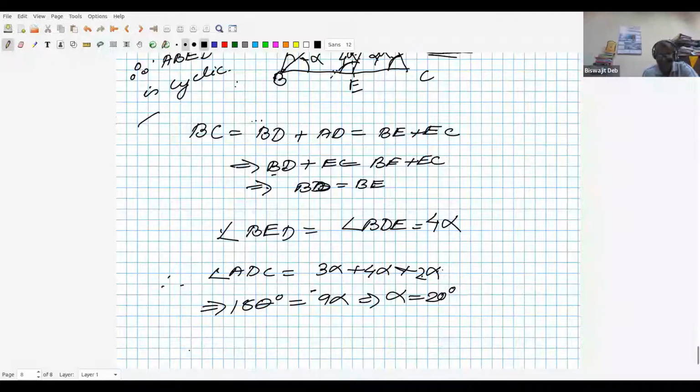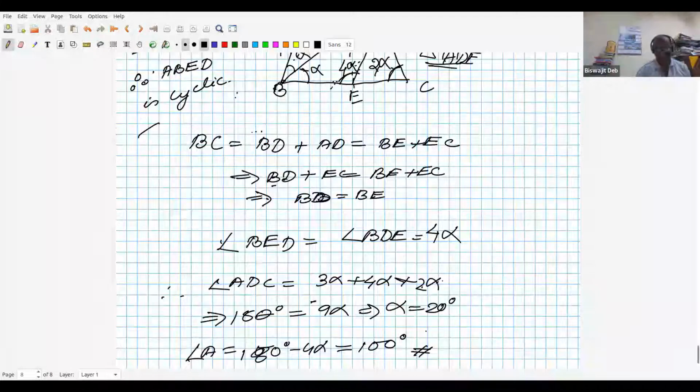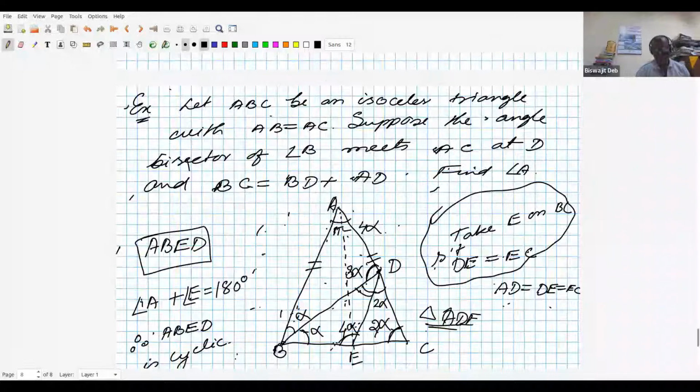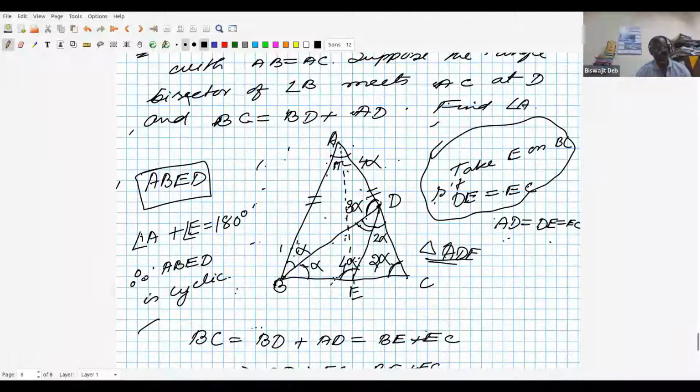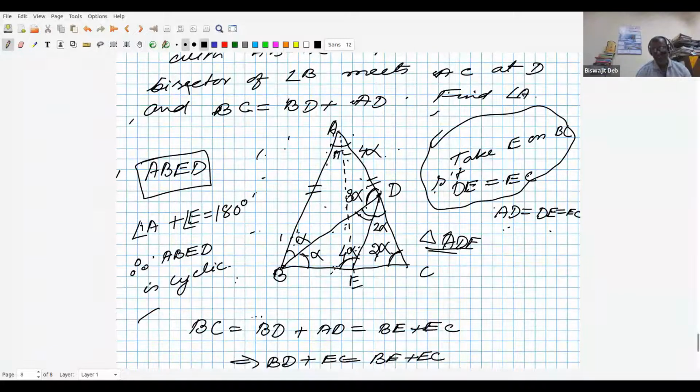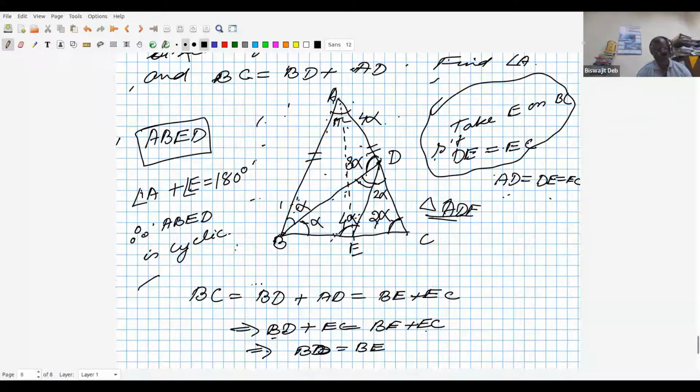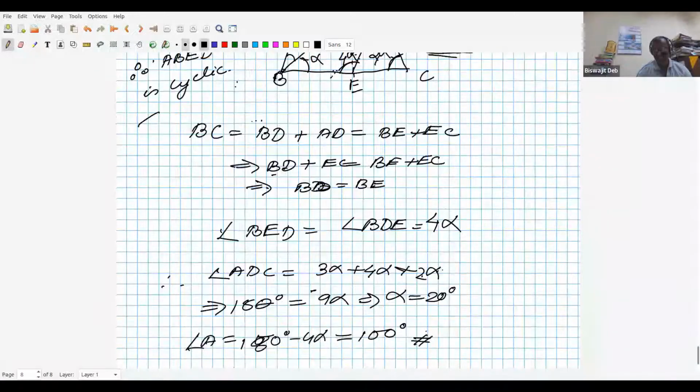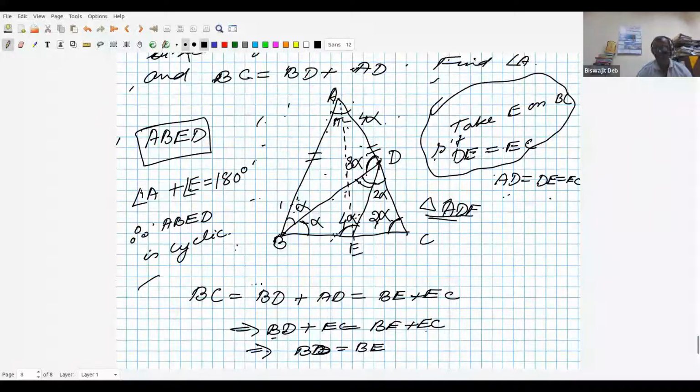But what is angle A? Angle A we wanted to know. So this is equal to 180 degrees minus 4 alpha. So that gives you 100 degrees. Okay. Now look at this problem. So many constructions are there. And using these constructions, somehow we could find the angle A.